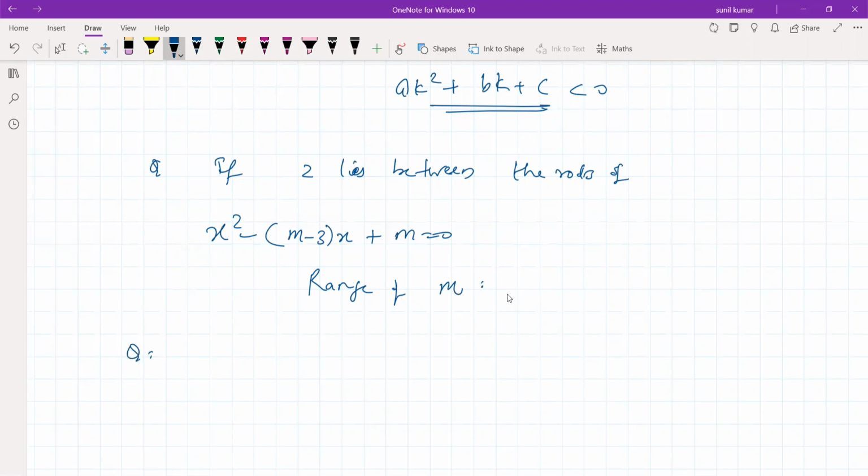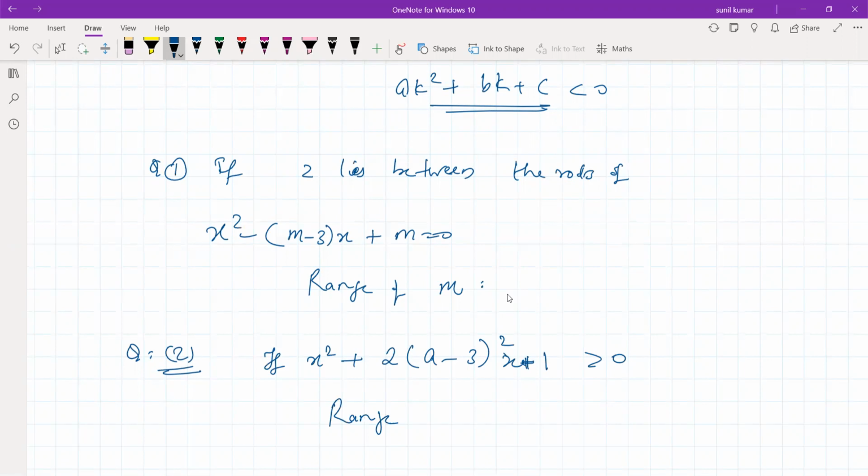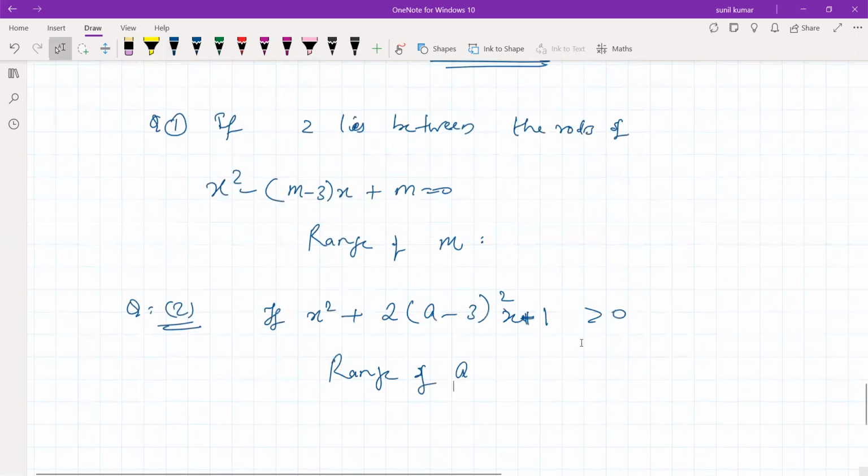Now, I am going to put one question based on this. You have to try 2 questions. The other question is from a previous concept, so let me put one problem from the previous concept also. x square plus 2 into (a minus 3) x plus 1 greater than 0. What is the range of a?